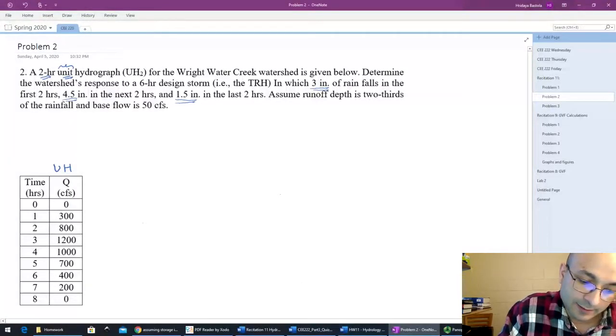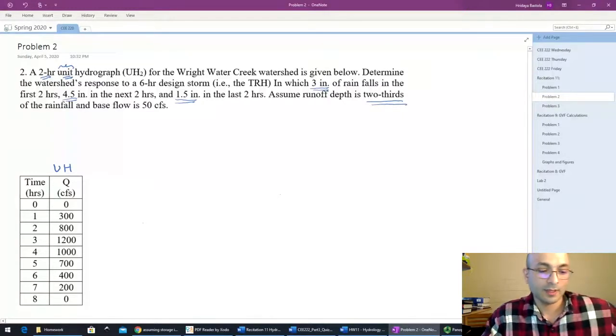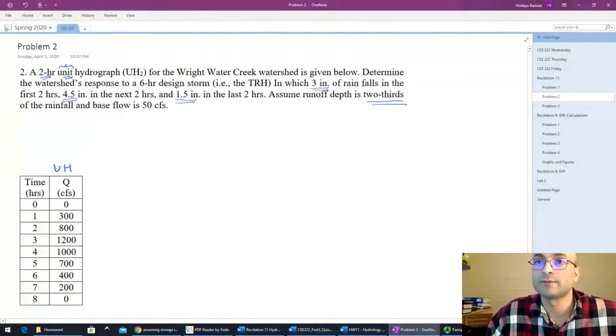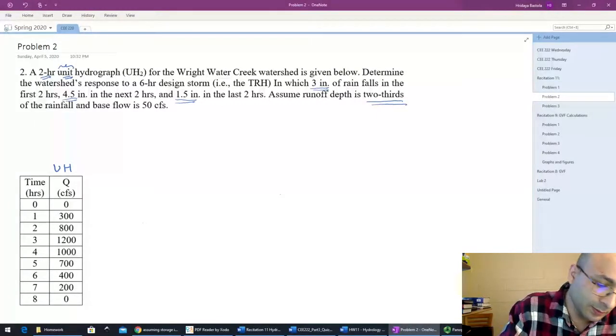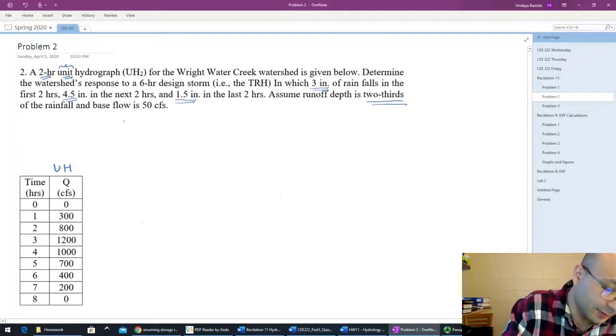Of the rainfall, 2/3 turns into runoff. So when it comes to the hydrograph, we're concerned about just the runoff, not what gets infiltrated into the soil or what gets stored in other forms. We do not want that when we work with hydrographs. So let's see what the runoff is for each of these three storm portions.